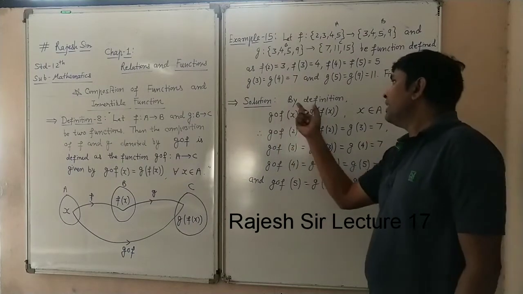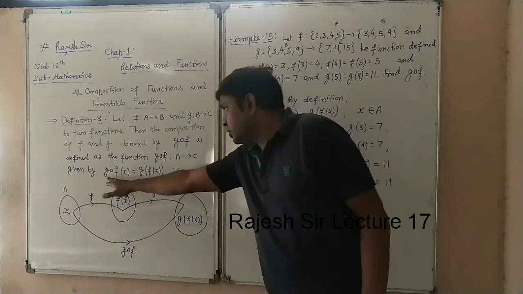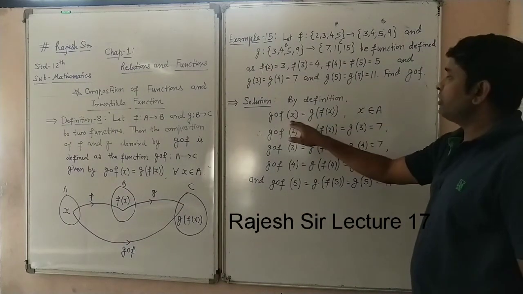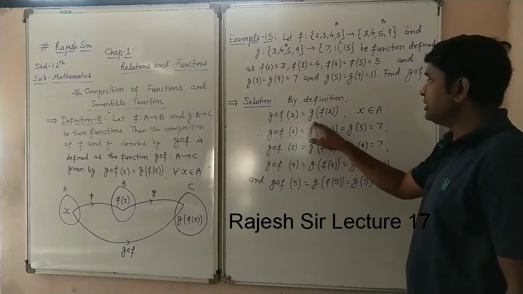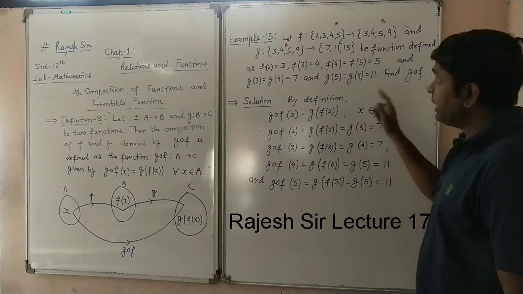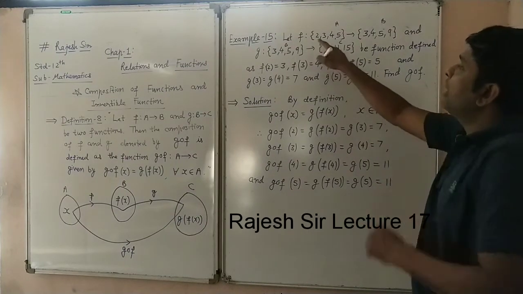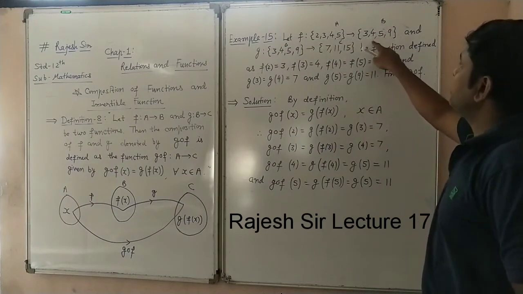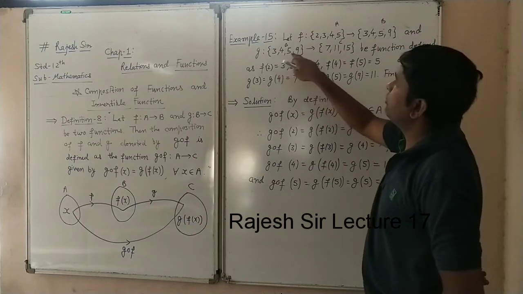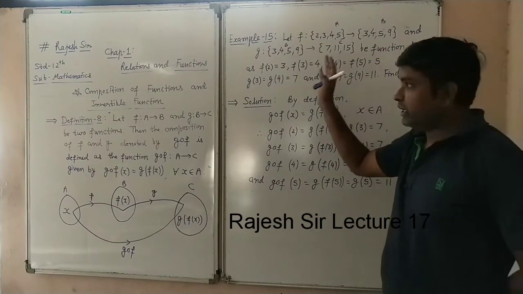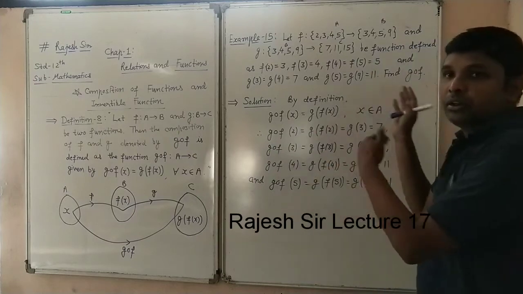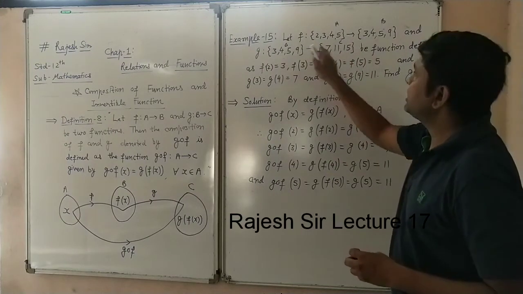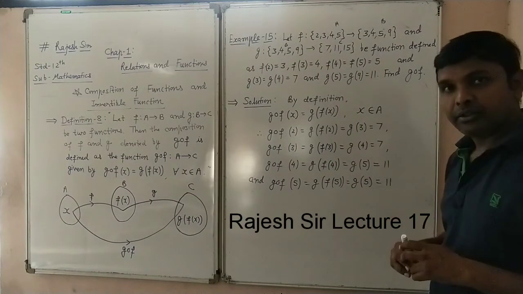In the solution, by definition as we have seen here, gof is defined as g(f(x)). So by definition, gof(x) equals g(f(x)), x belongs to A. In our case in this question, we will consider f from A, which is {2, 3, 4, 5}, to B, which is {3, 4, 5, 9}. Then in g, B is {3, 4, 5, 9} and C is {7, 11, 15}, like in the definition, giving A, B, C as the domain and codomain naming.